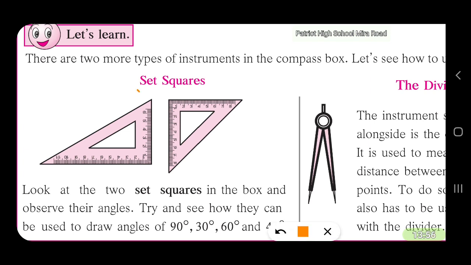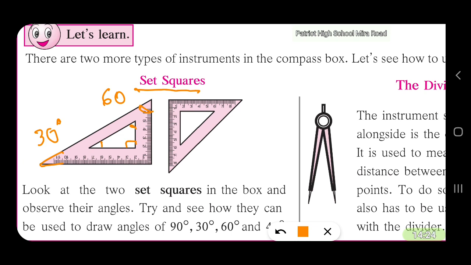Now you have set squares. This angle, if you see, it is a narrow angle. So it is a 30 degrees angle. This is a 60 degrees angle. From here to here it is 60 degrees. This is 30 degrees, this is 60 degrees. And this is 90 degrees.